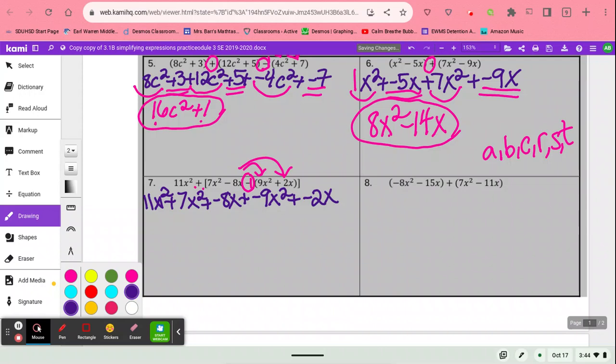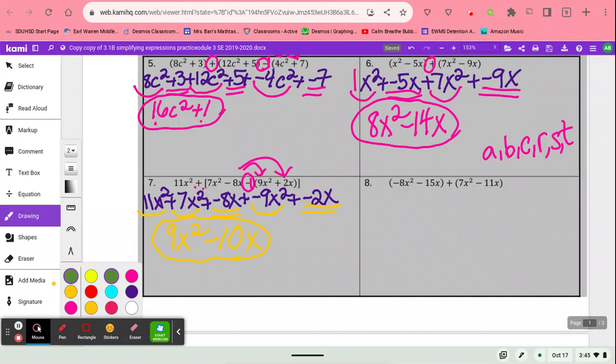So now I can go through and sort my like terms. I have an 11x squared, I have a 7x squared, I have a negative 9x squared. So 11x squared and 7x squared gets me 18x squared. 18x squared take away 9x squared gets you positive 9x squared. And then I have a negative 8x and a negative 2x, which gets me a negative 10x. Ooh, that yellow's a little bright, huh? Okay, let's take a look at the next one.